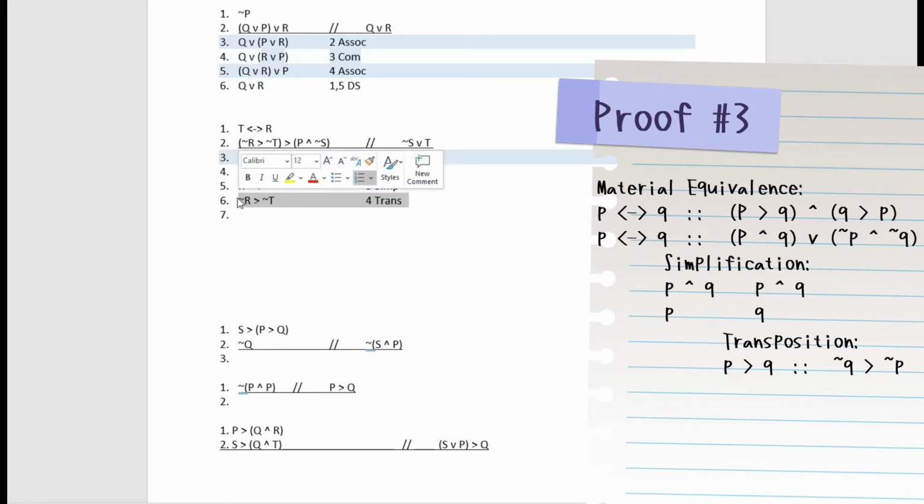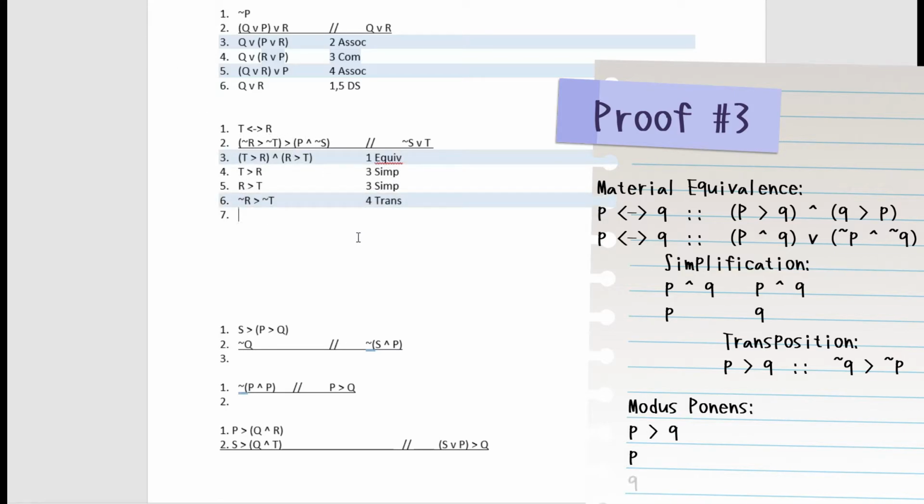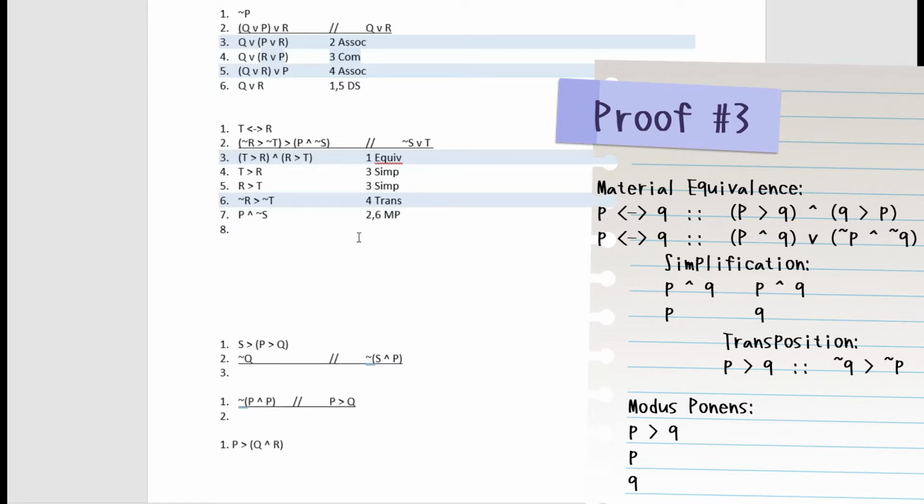Now we have that. And now we can use that for an MP right here to get the other side of that. I don't know what use that's going to be to us, but whatever. Just breaking it apart. 2 and 6 MP. Okay.